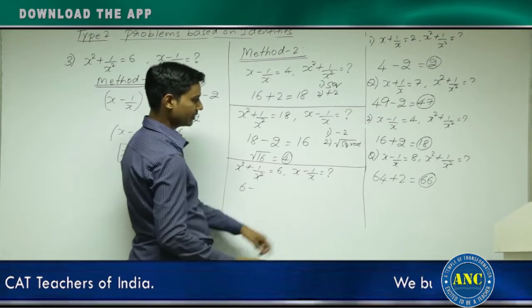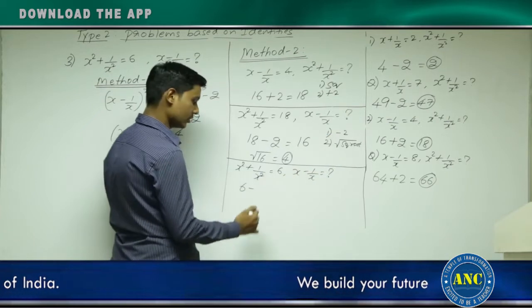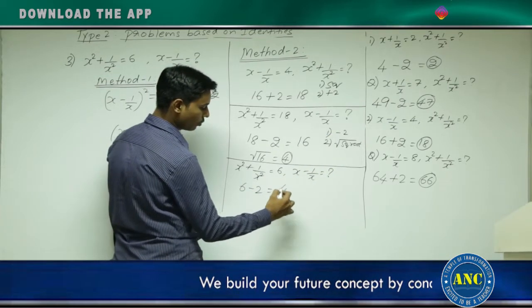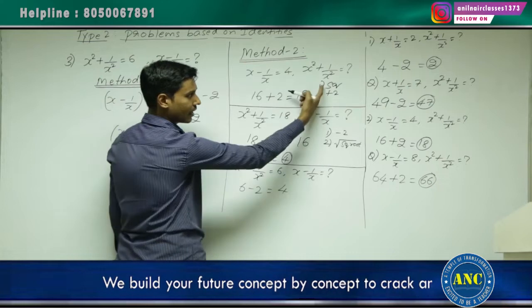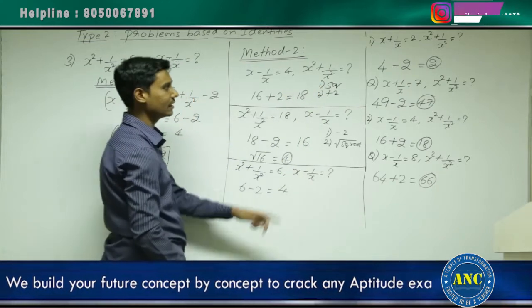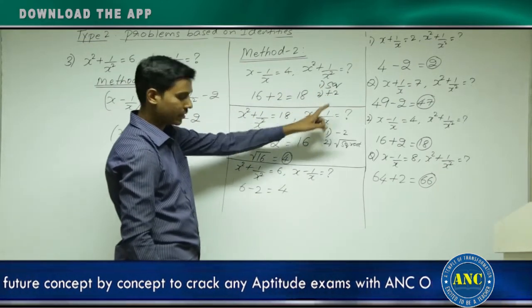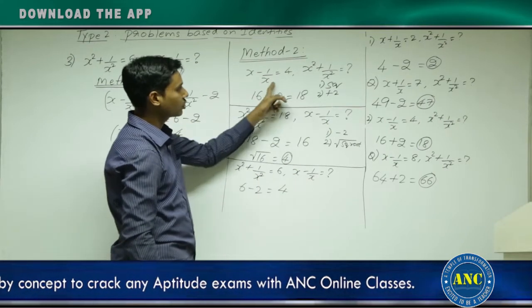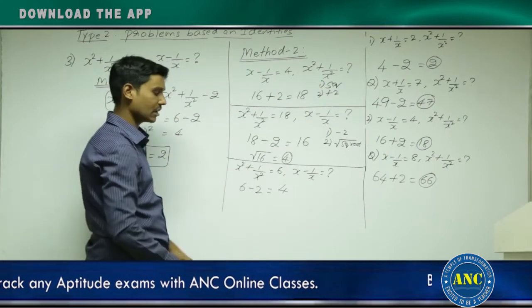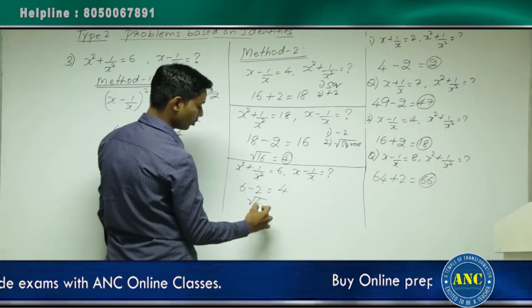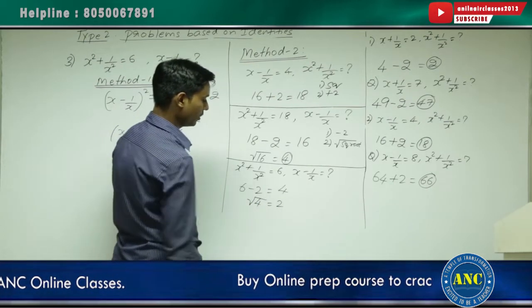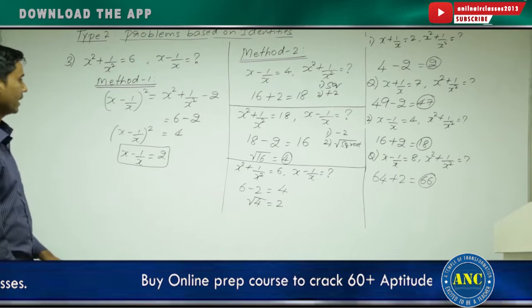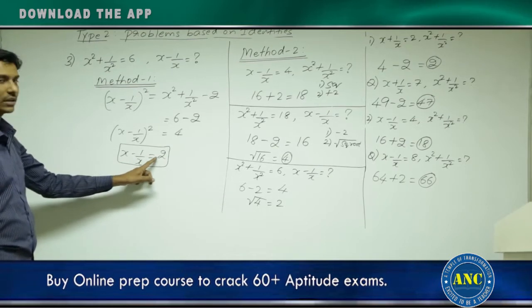Not the reverse, actually, basically we only need to do the minus 2, right? That means you will get 6 minus 2, which is 4. Whatever we did there, it is the reverse of it, right? Here we were adding 2, but now you should subtract 2. Here you were squaring initially, so at the last step you need to take the square root. The square root of 4 is nothing but 2. That means x minus 1 by x is nothing but 2. That is what we got here also.